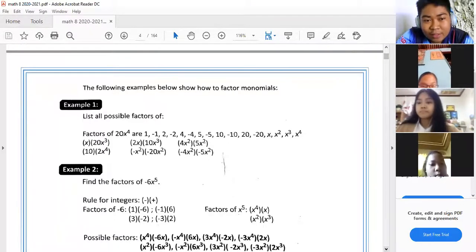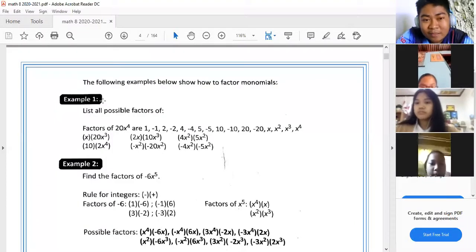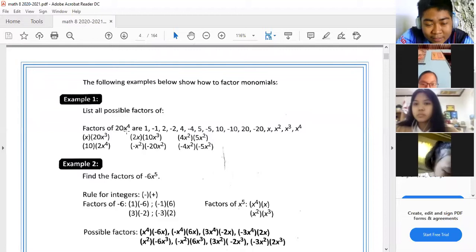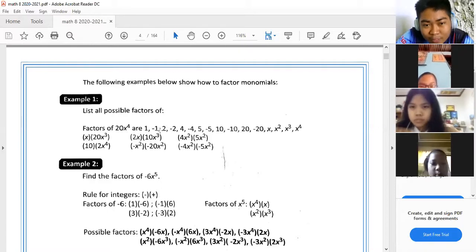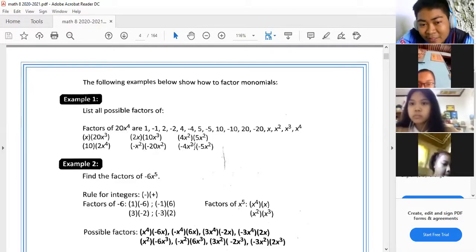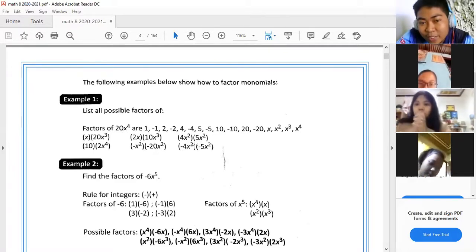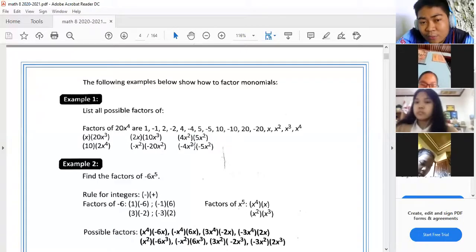Ayan. So, try example number 1. List all possible factors of 20x raised to 4. So, yung 20 na yan, ito yung mga pwedeng factors niya. So, 1, we have negative 1, 2, negative 2, 4, negative 4. Kasi negative 4 times negative 5 is positive 20. 10 times 2 is positive 20. So, lahat ng naisulat mo na yan, it is a factor of this algebraic expression.